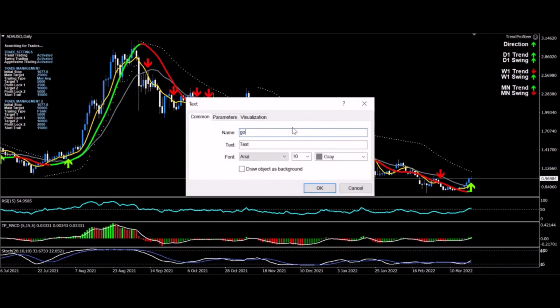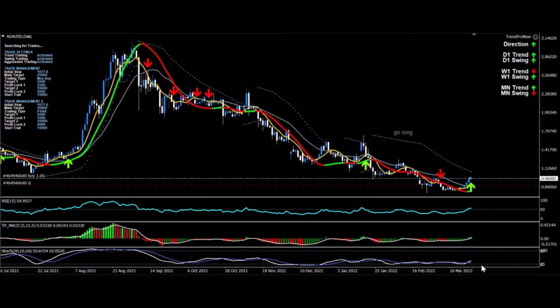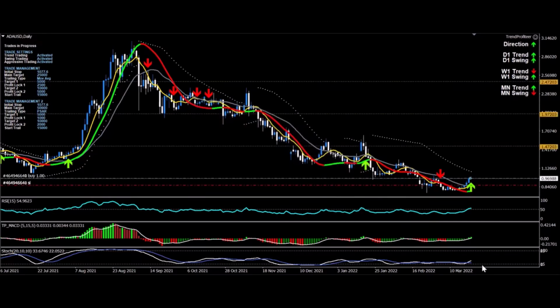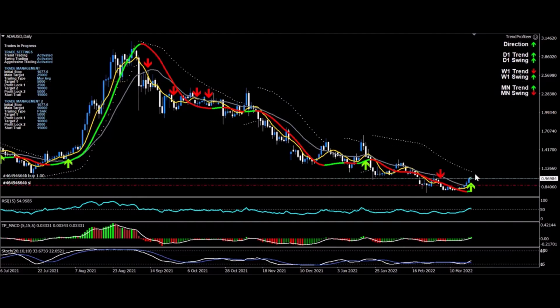Now here's what I'm going to do. I'm using the text button to go long. This is a way that we've programmed so we can take a manual trade and then have it automatically managed from this point. So there you go. Stop loss built in, tiny from here.